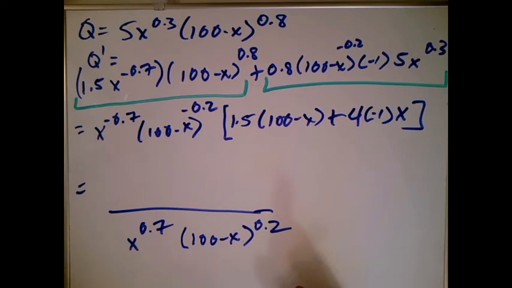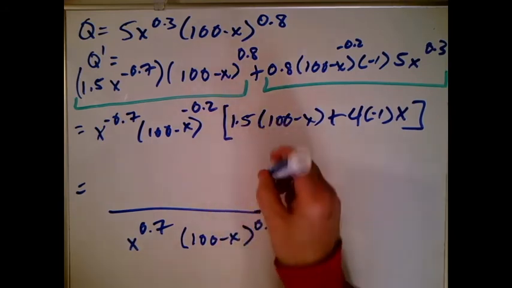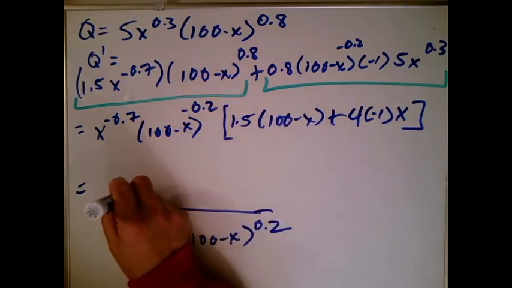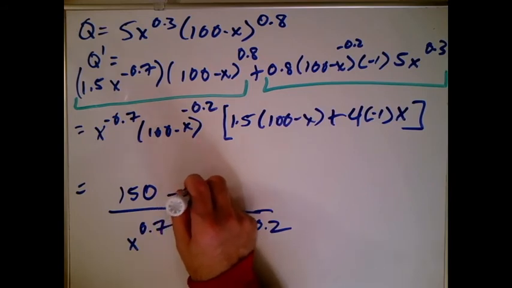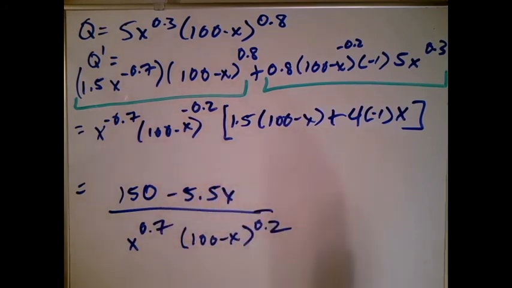Now what I want to do is just see what numbers I have here. I'm going to see if I can get this right this time. 1.5 times 100 is just 150, like that, right? And I have minus 1.5x minus 4x. This is minus 5.5x, like this, like that.